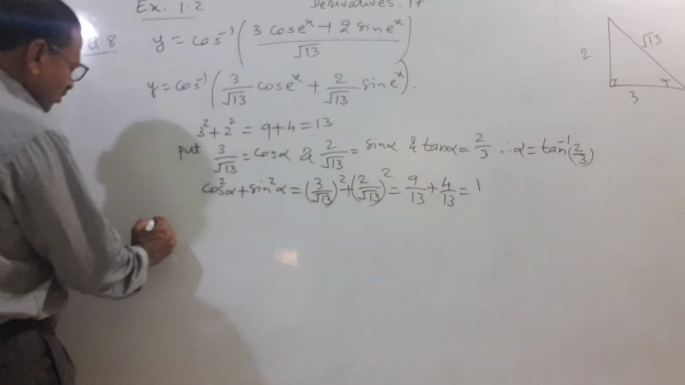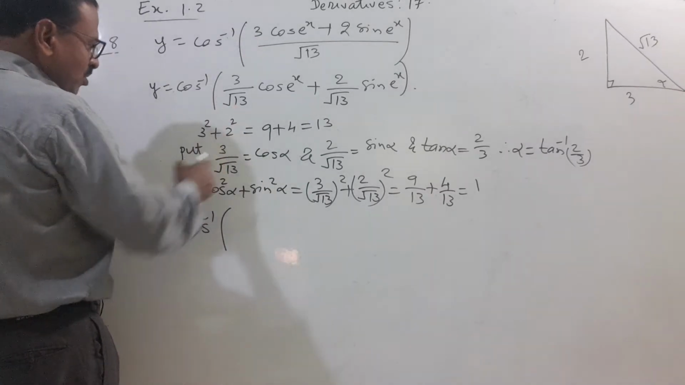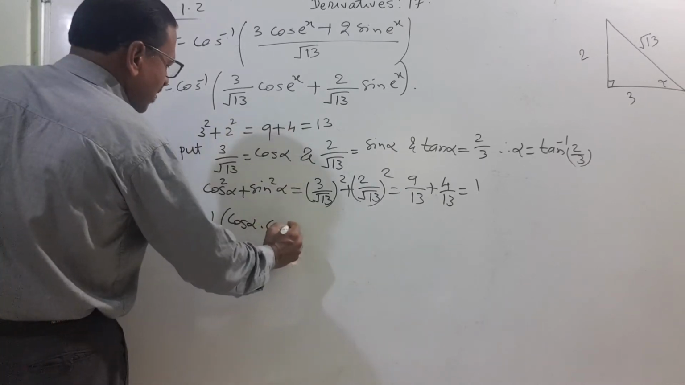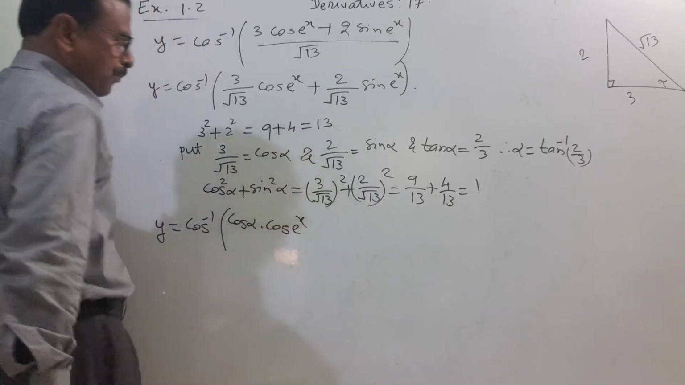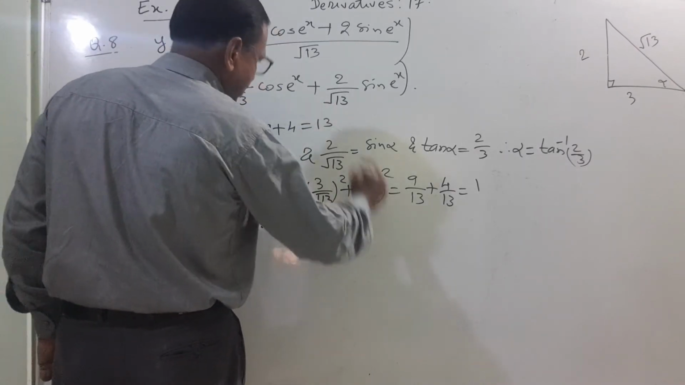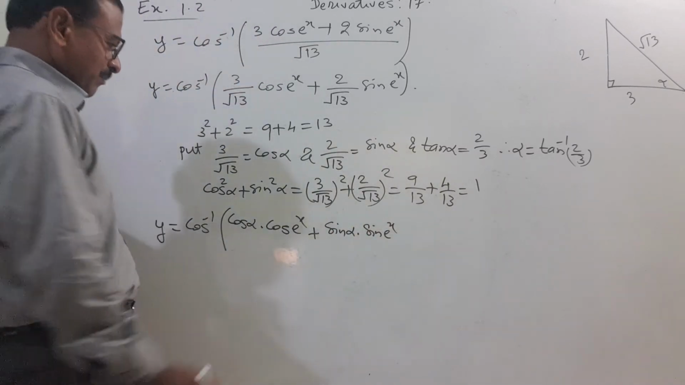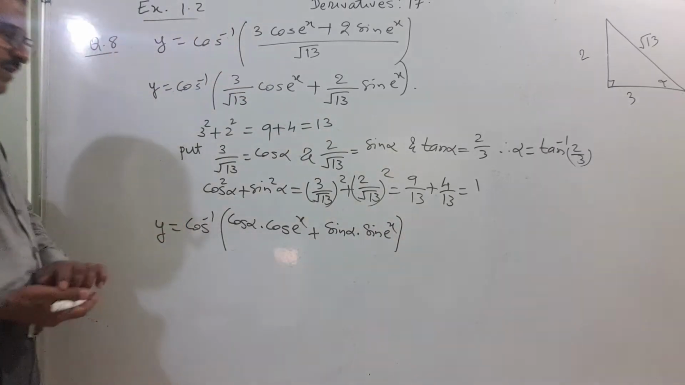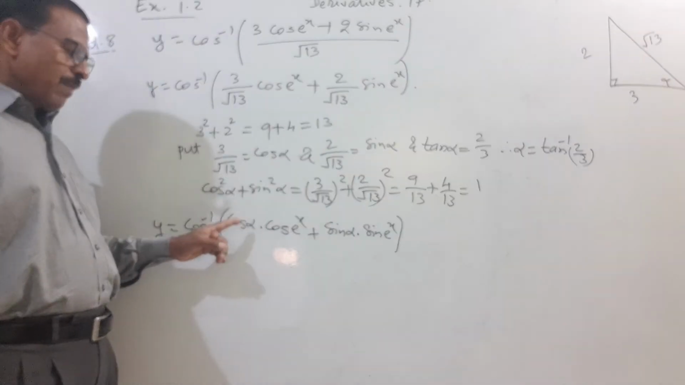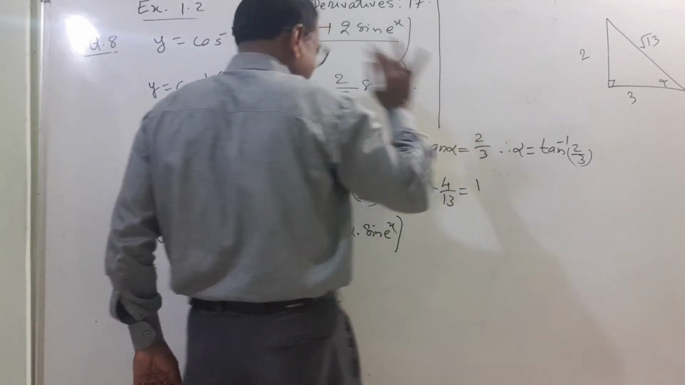So now what y will be, y is equal to cos inverse of 3 upon root 13 is cos alpha into cos of e raised to x, plus 2 upon root 13 is sin alpha into sin of e raised to x. Okay. Now here onwards, it will have two answers. How two answers, that you see, and both the answers are correct.